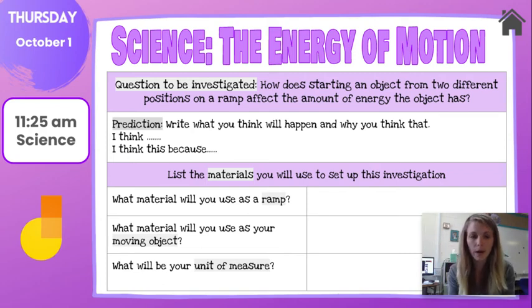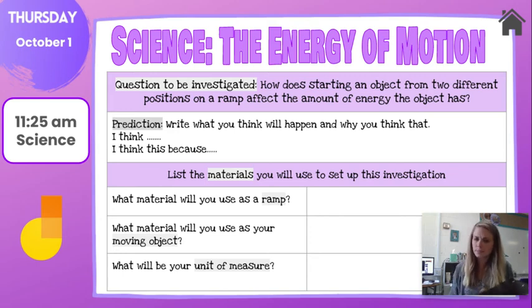Next, you need to think about your moving object. You need to find an object that you could roll down this ramp. Now, you might be thinking, well, I have a tennis ball or a golf ball or a bouncy ball, okay? But what if I don't have a ball at all? What else could I use? Maybe I could use a race car or a little Hot Wheels car. Or maybe I have an apple or an orange sitting in my refrigerator. Okay, maybe I'm going to use an orange. That's going to be my moving object.